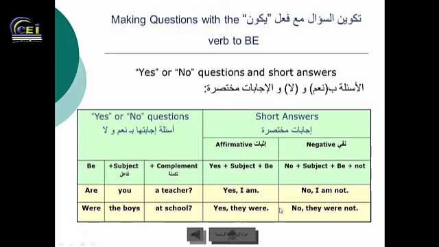The examples: are you a teacher? The question in the present, and the answer: yes, I am, but the negative: no, I am not. This question is in the present, but the question in the past: were the boys at school? The answer: yes, they were. No, they weren't. And the negative: we put not after verb to be in the present or the past.